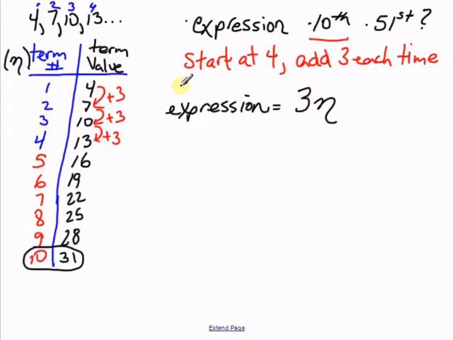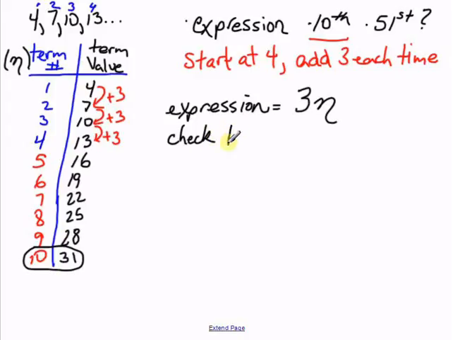The 3 comes from the fact that I'm adding 3 each time. It's because there are multiples of 3 in this pattern. Okay? So this is the start of my expression. Doesn't mean that it's totally correct yet, but what I want to do is check and see what happens when I put values in for this n.